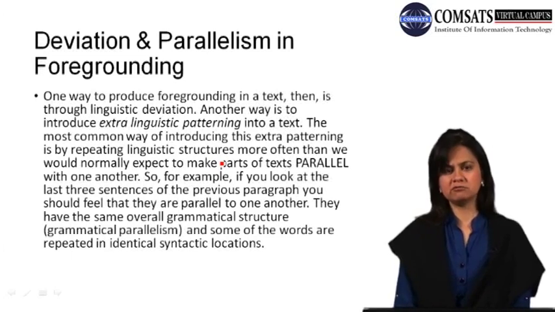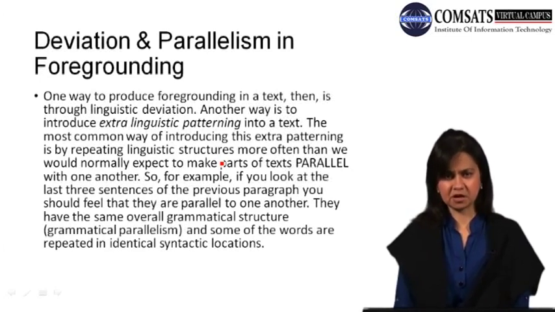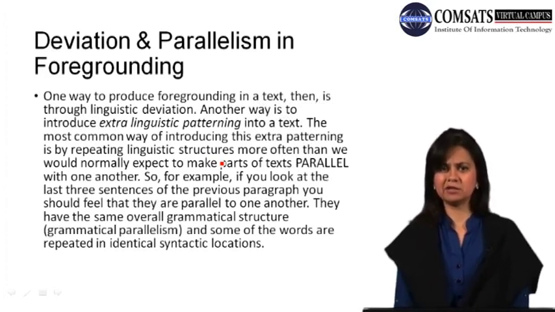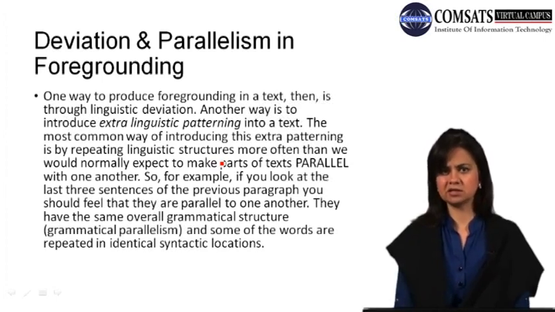One way of producing foregrounding in a text is through linguistic deviation or linguistic innovation. A writer would reinvent, recreate, renew something which we as readers might not be familiar with. Now, this would be termed deviant. Deviant means something that is breaking the rules, something that is out of the ordinary, something that is irregular. So if we say that a writer is making use of deviation, we mean to say that the writer is breaking the rules of writing. The conventional way of writing and communication is disrupted.